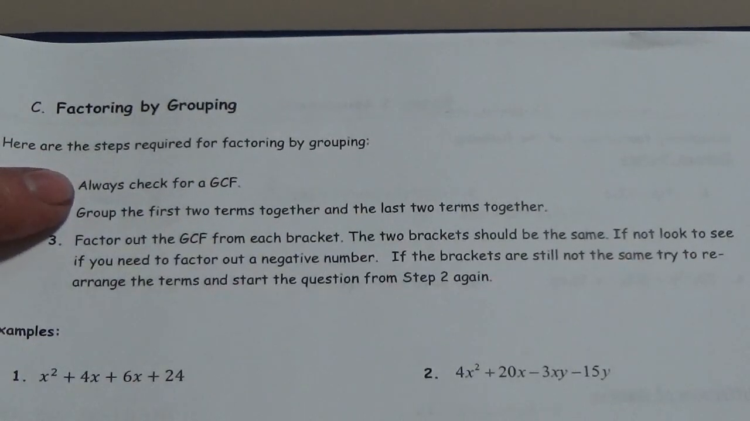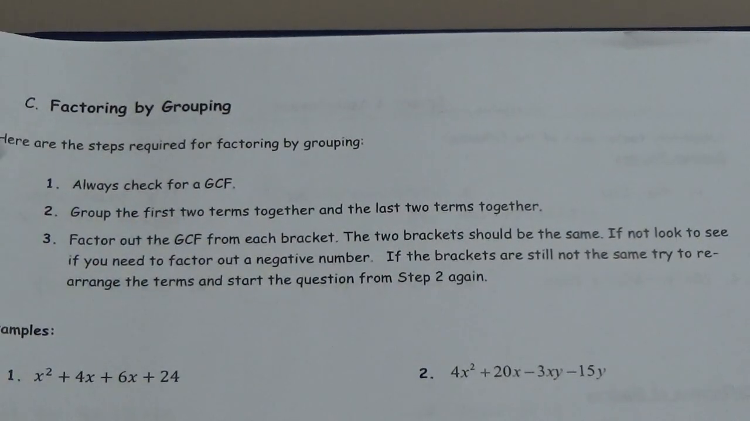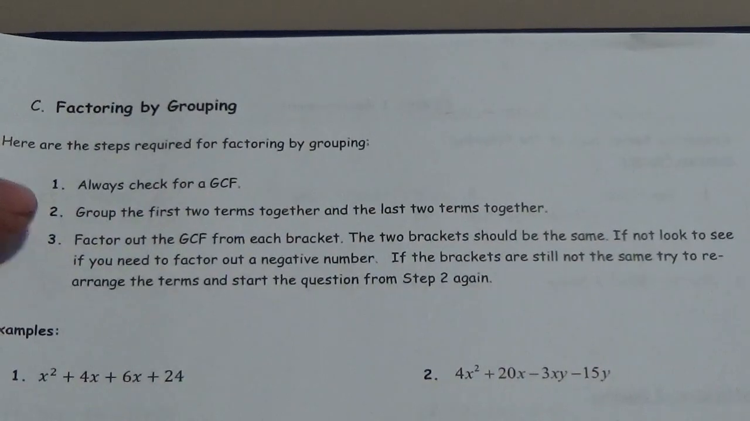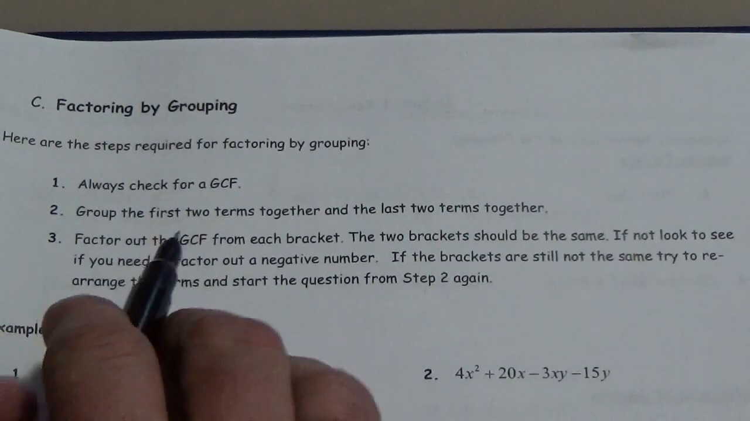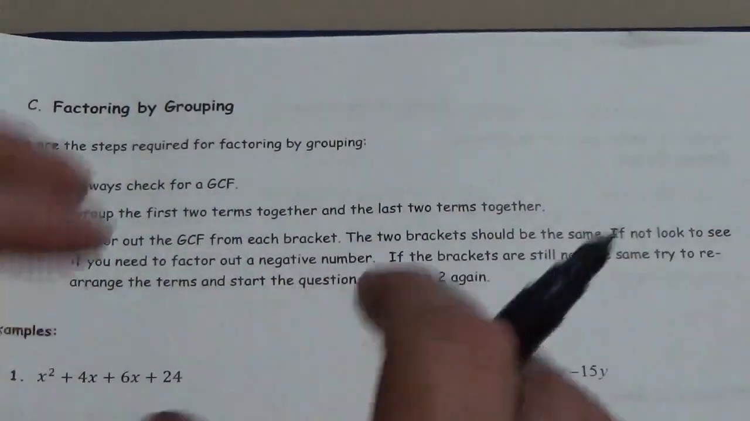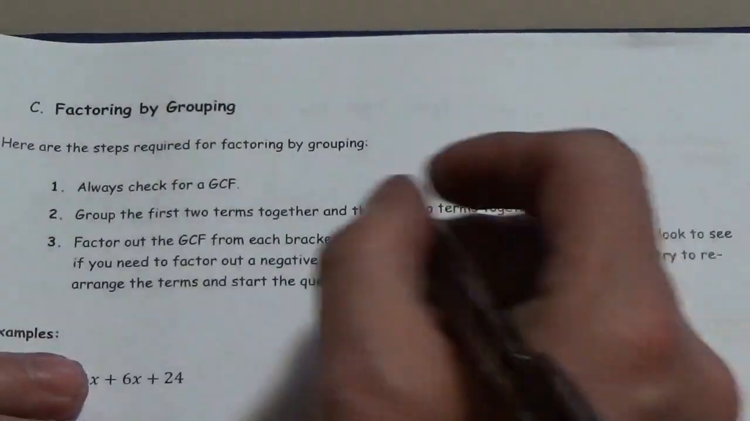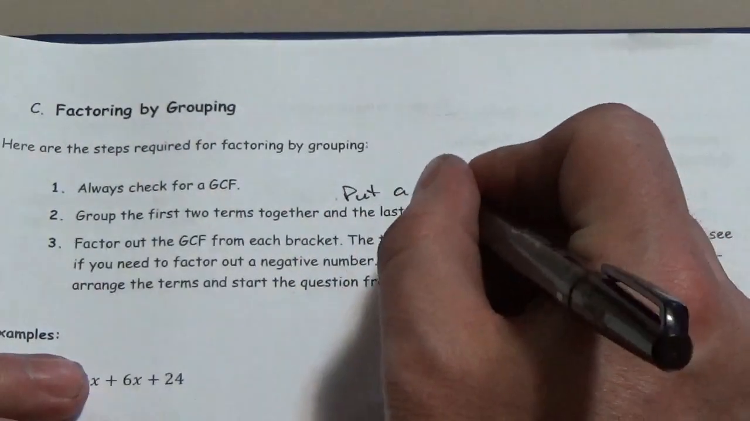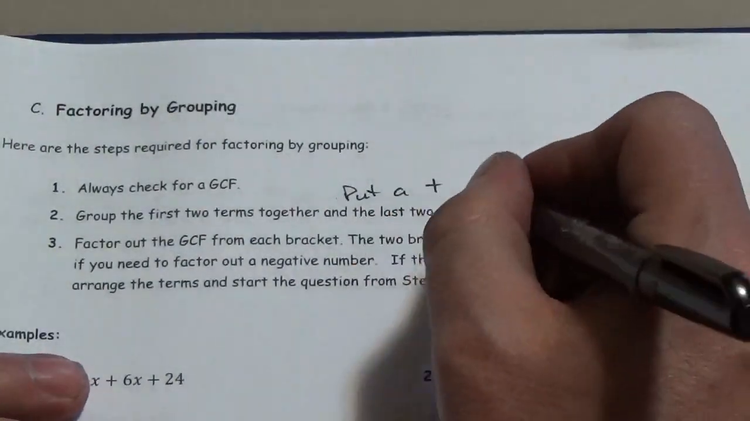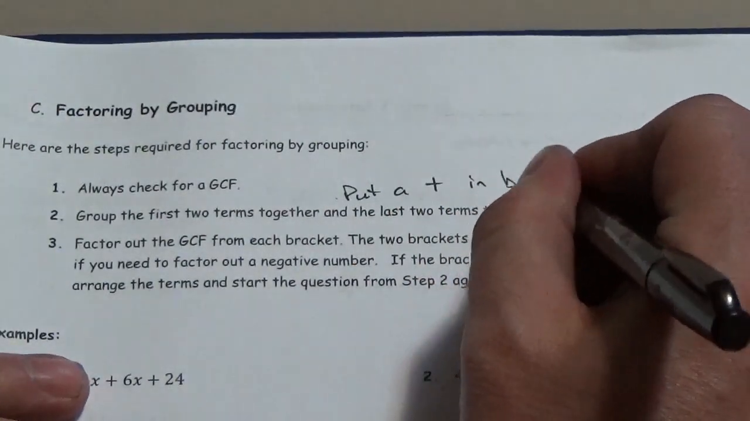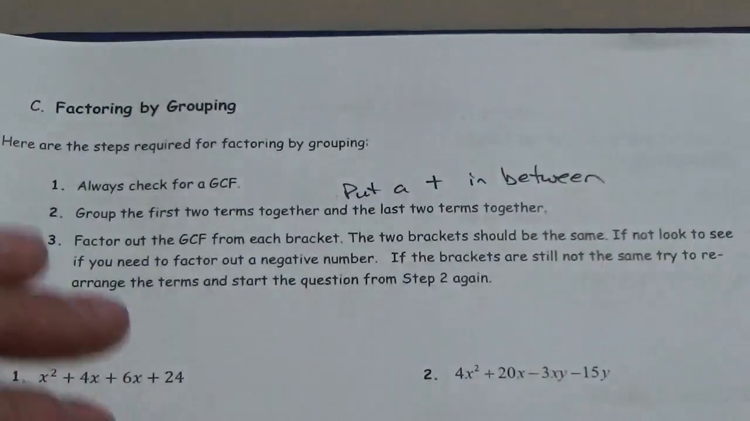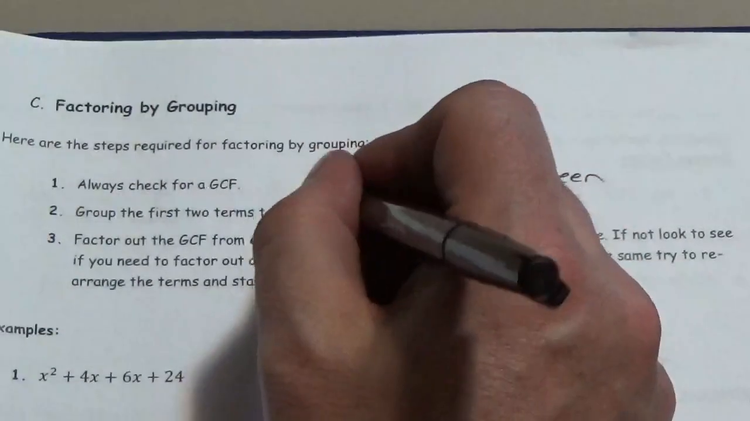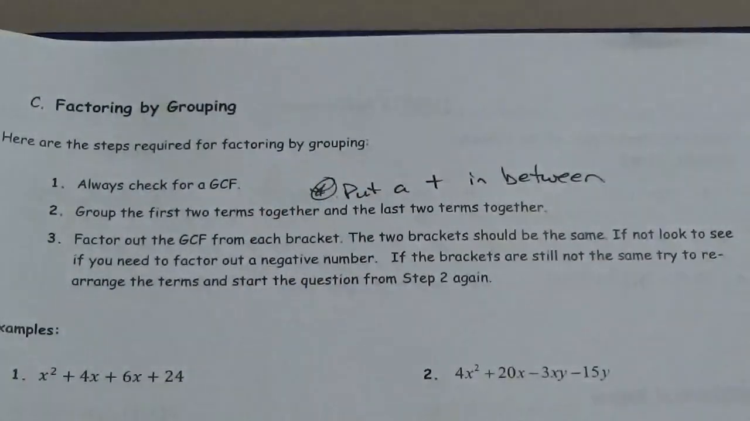Always take out a common factor first, if there's something that's common to all of those terms. Then you're going to group the first 2 terms together and the last 2 terms together, and you're going to do that with parentheses. But what you're going to do when you do this is put an addition in between. Really important, this step right here. You are going to put an addition in between. And I'll show you an example of what happens when that breaks down in just a moment.